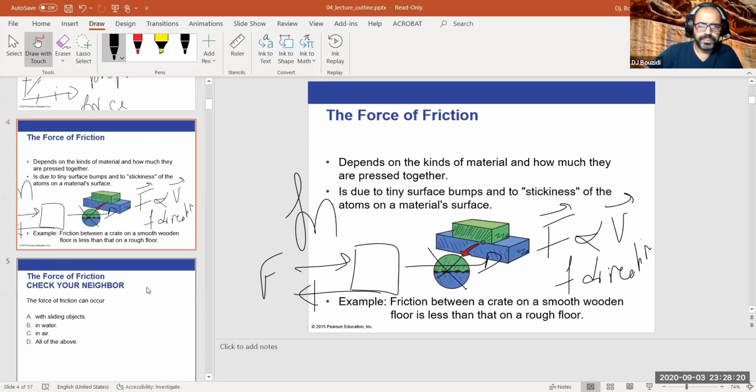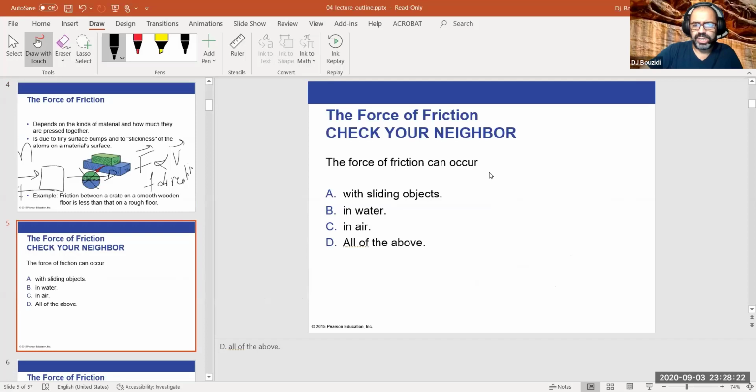So, the force of friction can occur with sliding objects, absolutely. When objects slide against one another, and I just gave the example in here, actually the force of friction is between the desk and the carpet, okay? That's the force of friction. And in water also, yes, I gave the example of the viscosity. Viscosity actually also is another kind of friction. And that's why water takes heat, for example, and is used in cooling systems.